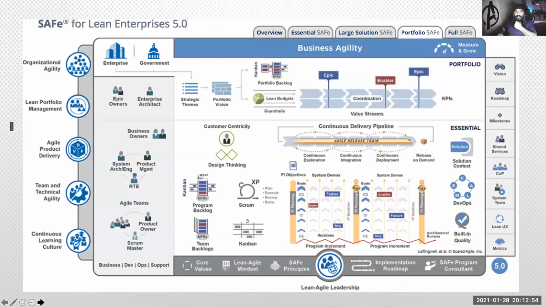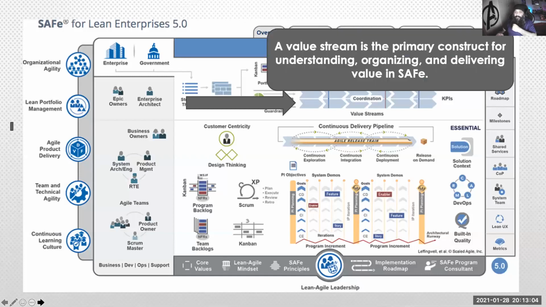So this is exactly where, as we talk about it from a SAFe perspective, right? What are we talking about? This is where you see the value streams, right? And SAFe is built on the premise that value stream is the primary construct for understanding, organizing, and delivering value in SAFe, right? This is where we start off with identifying the value streams, right? And how do we deliver value? This is where we use the Agile Release Train, right? The team of teams that we spoke about. The team of teams is the Agile Release Train here, right?